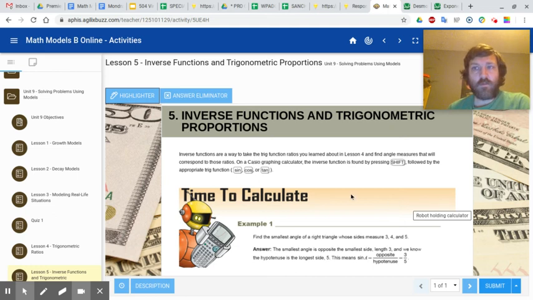All right, this is the Math Models Unit 9, Lesson 5 video. This one might end up being a two-parter, but we'll see how this goes.